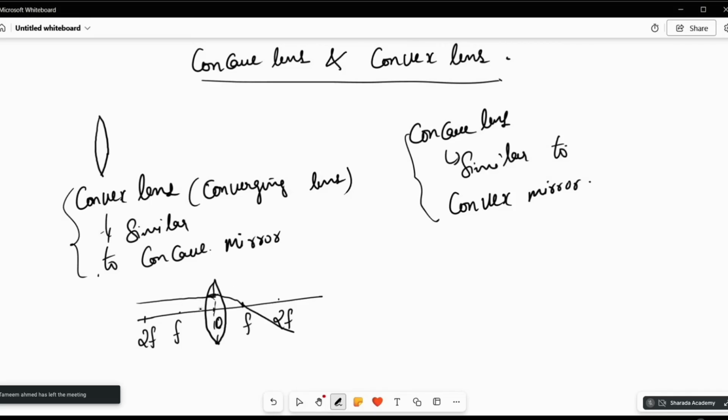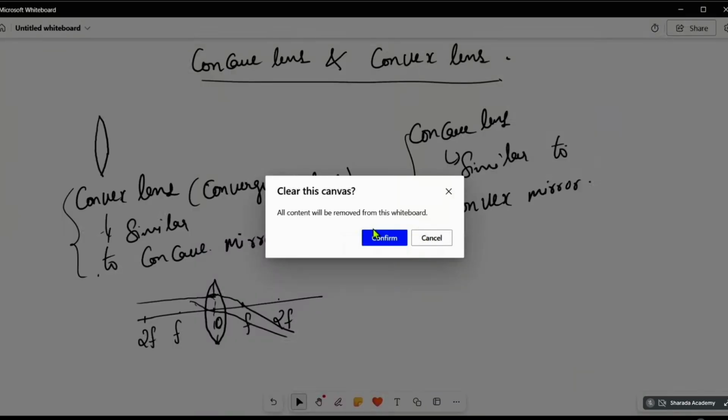Then another ray, if it is passing through the optic center, it goes without deviation. We studied that. And the third one is any ray which is in the direction of the focus will be parallel to the principal axis. All the three we studied. Now we will try to study about the images formed by the lenses.